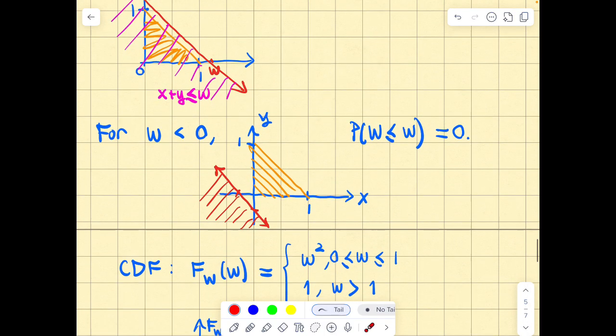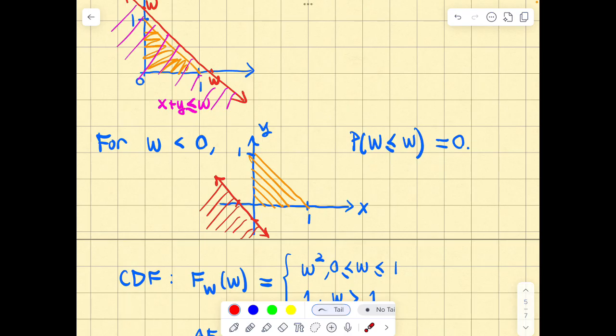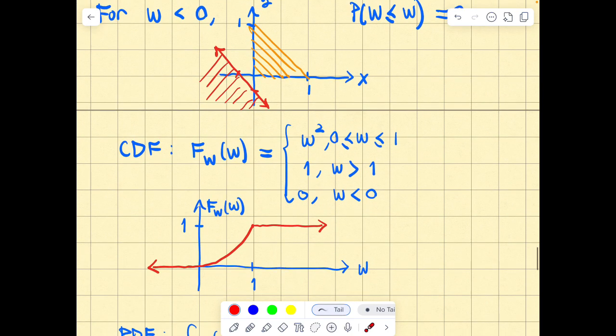Okay. What about if w is less than 0? Then you see that this straight line moves downward. And the area where x plus y is less than w is going to be on the left. So there's no overlapping between this red area and this orange area. So that means we integrate over nothing. We integrate over 0, so the probability is equal to 0. So I think we cover all the cases, right?